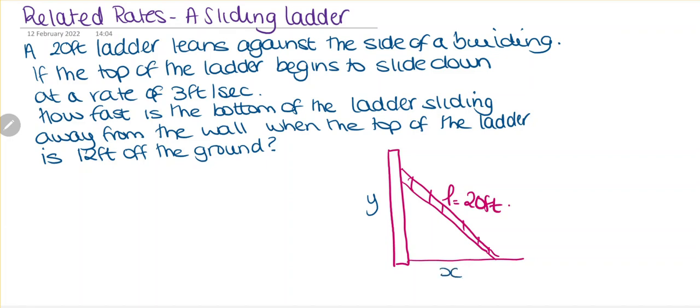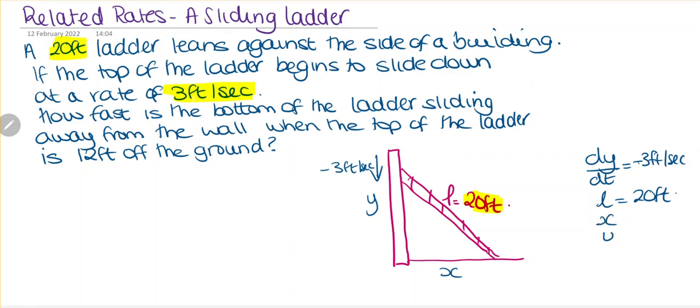So what are we told in the question? We have our 20-foot ladder. A ladder leans against the side of a building. It says it begins to slide down at a rate of 3 feet per second, so it is sliding down at minus 3 feet per second. So this is going to be dy/dt, the rate of change of y. And then we also know that the ladder is 20 feet. We need to find X and Y.